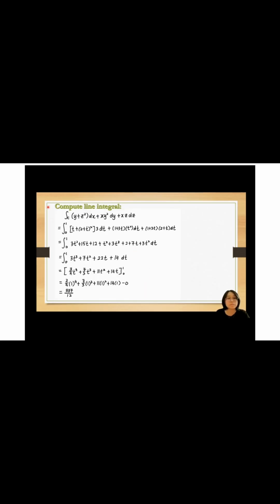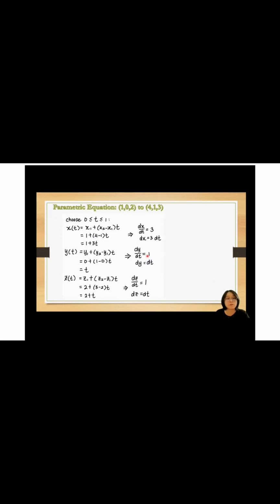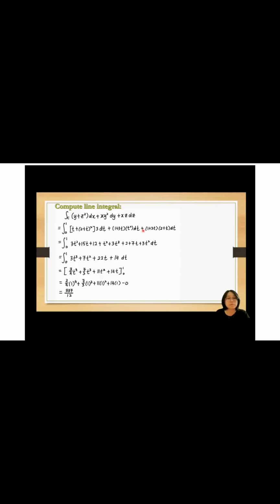Here's the last step of our solution, compute line integral. From the question, we are given the expression like this. So we rewrite the equation and we substitute x, y, and z, dx, dy, dz into the t terms. And don't forget to insert the interval between 0 to 1. So everything is in t terms and the limits are inserted. We can proceed with the integration and we will get the final answer as 337 over 12.